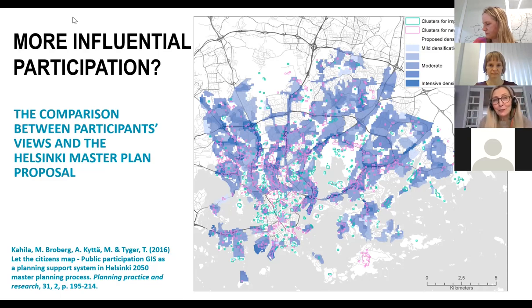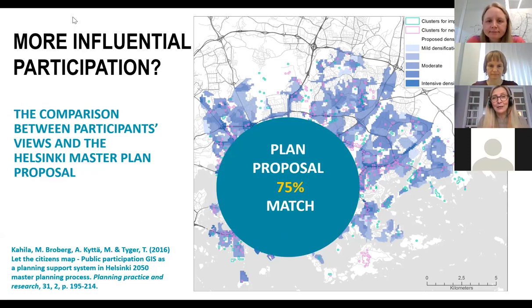And this kind of analysis was possible because the master plan was produced in a little bit unusual format, in a grid cell format, where in each grid cell it was defined whether there will be new infill in that grid cell and to what degree, how much new building, or whether the grid cell would be protected. So that allowed us to say that in the plan proposal phase, the match between the expressed viewpoints of participants and the plan proposal was 75%.